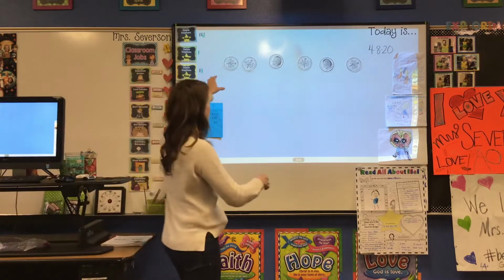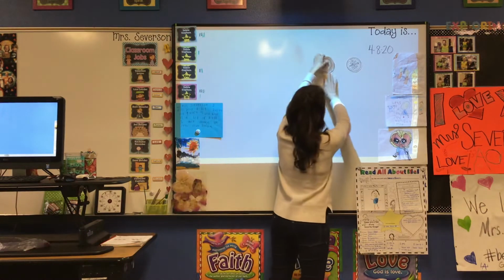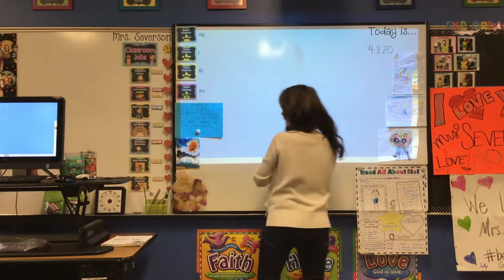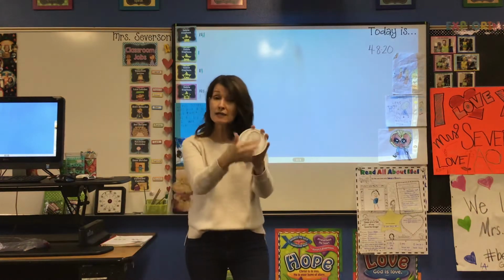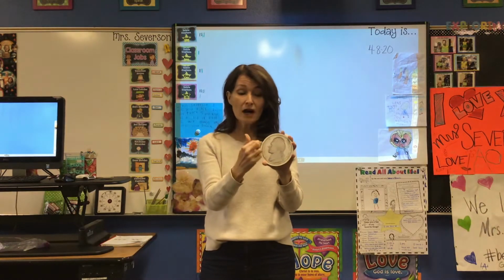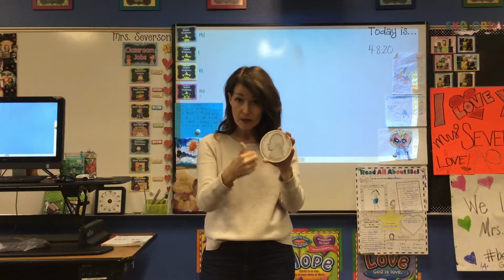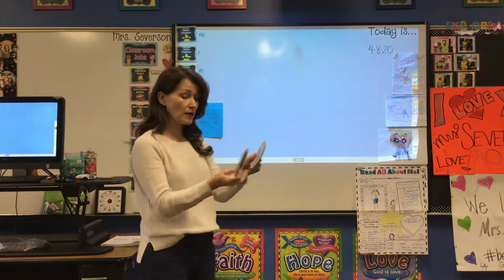Let me take these dimes off. 10, 20, 30, 40, 50, 60. And let's put those nickels up. This is a nickel. A nickel is a little bit larger than a dime. A nickel is silver, and it also has a smooth edge on it. Thomas Jefferson is on a nickel with a Monticello on the back.